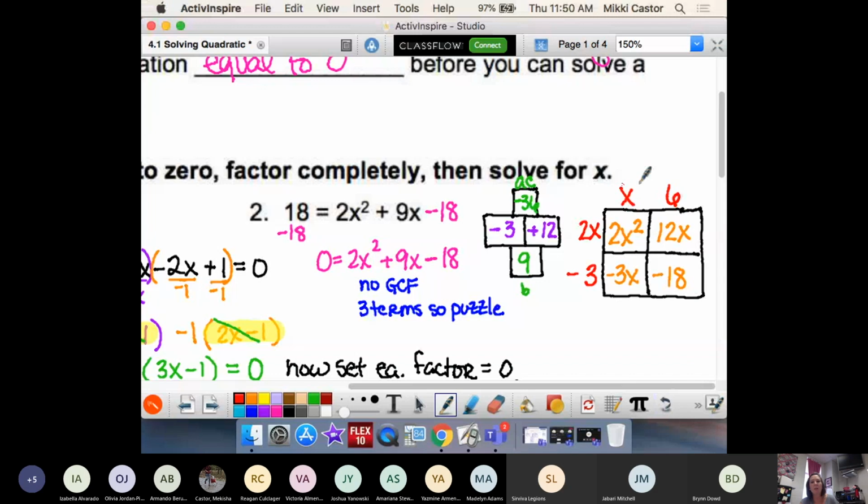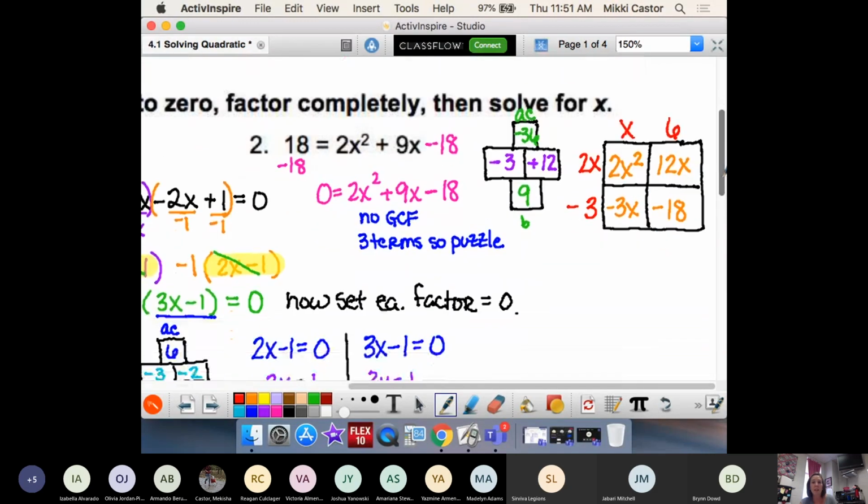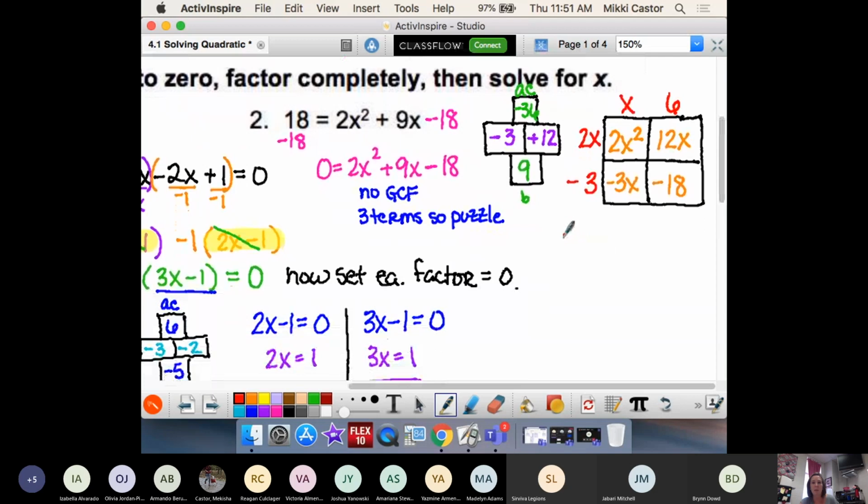Now, when you use the box, you can actually check and make sure you did the box correctly if you multiply these numbers on the outside and it gives you what's on the inside. For example, negative 3 times 6 is negative 18. So your 2 factors you've just developed were 2x minus 3 and x plus 6. Okay, that is set equal to 0.